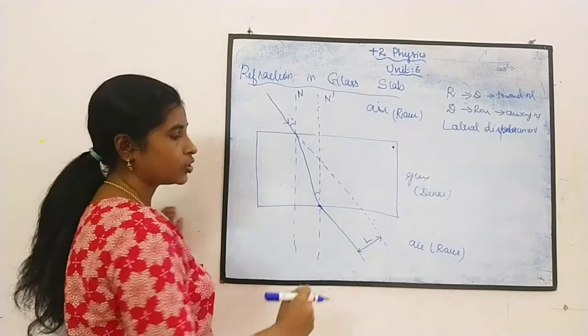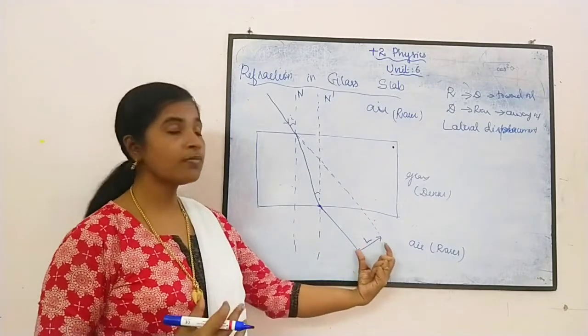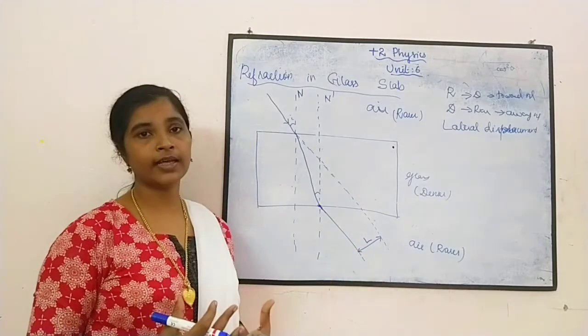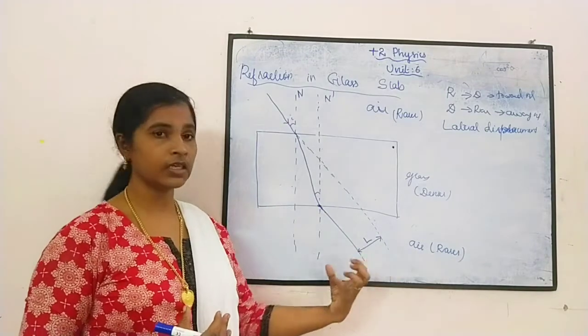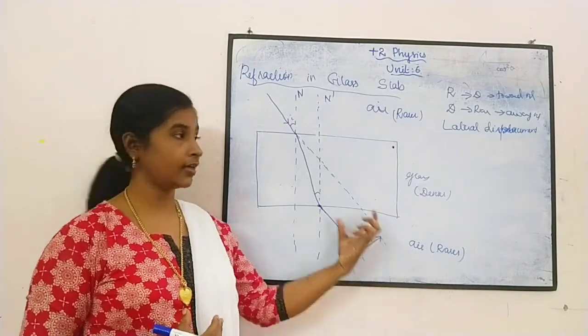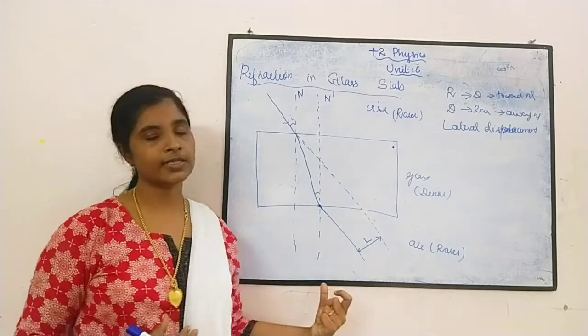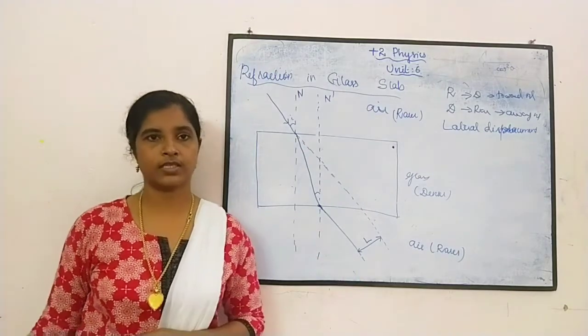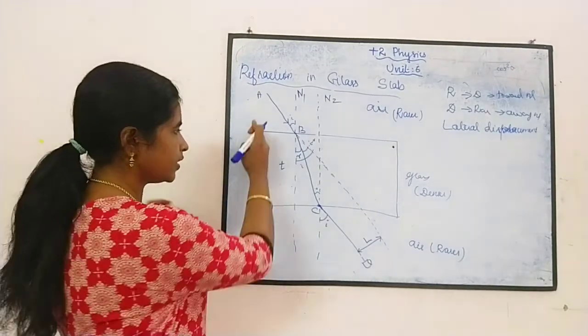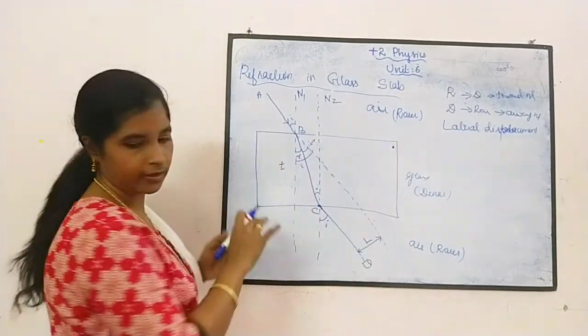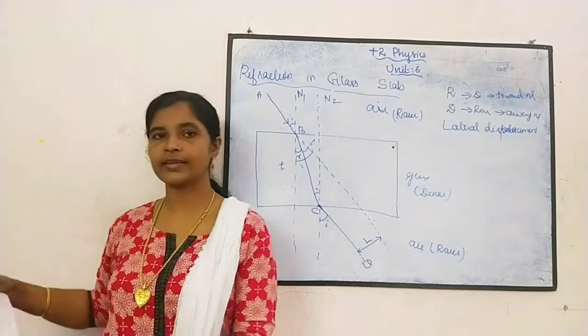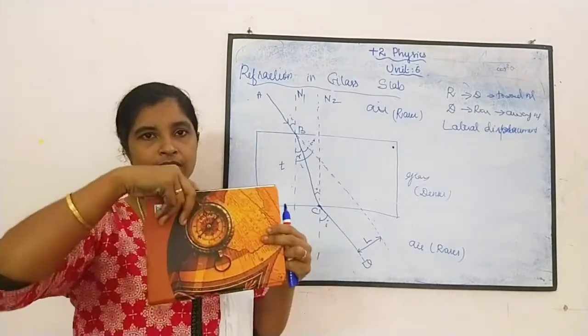Now our aim is to find out how much the lateral displacement depends on, how it relates to the thickness, and how much it is displaced. We are going to calculate it. So consider this as a glass slab. You can consider a glass slab like this.